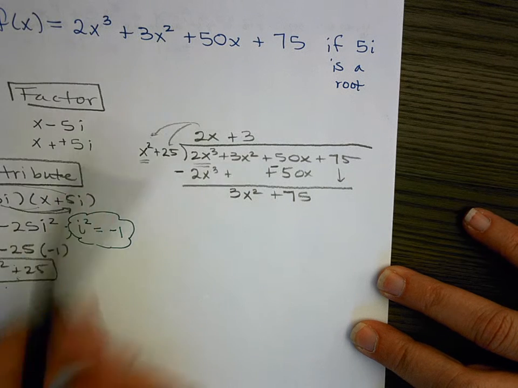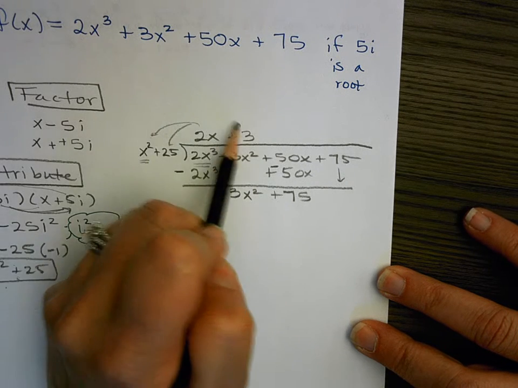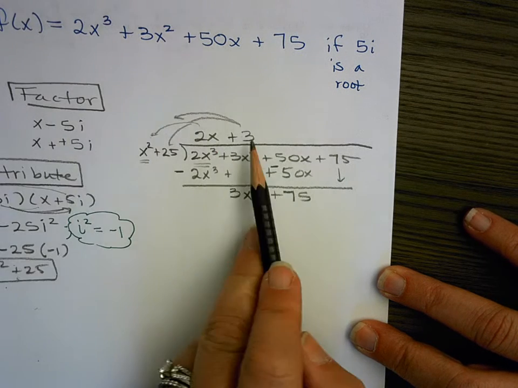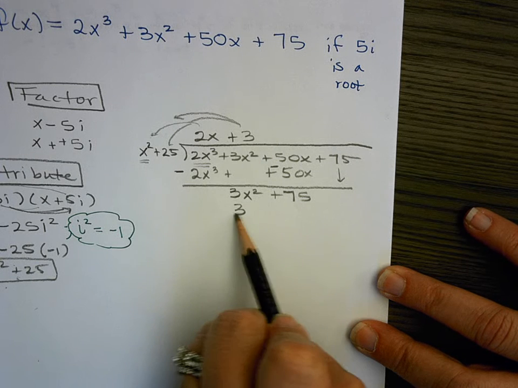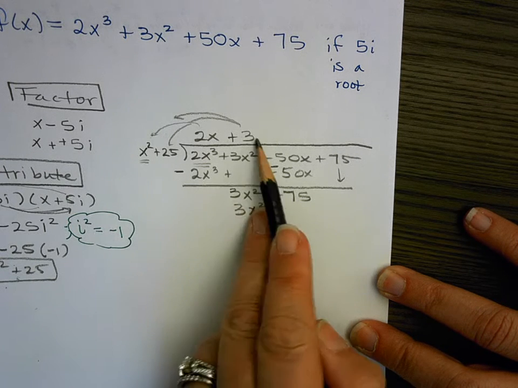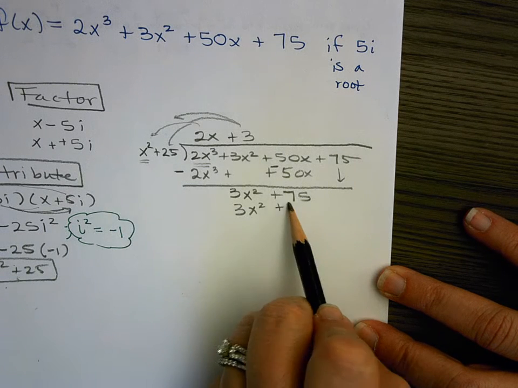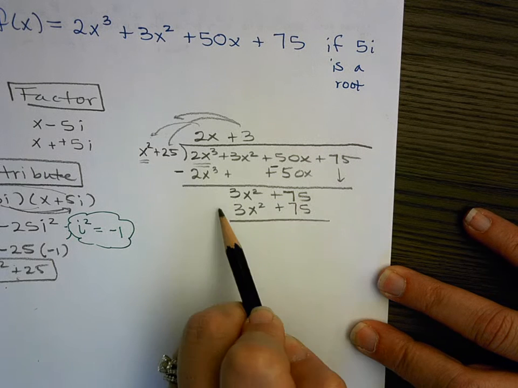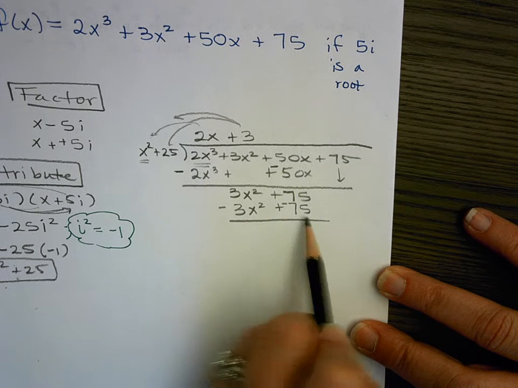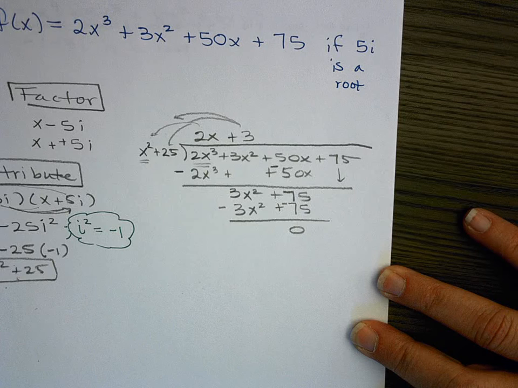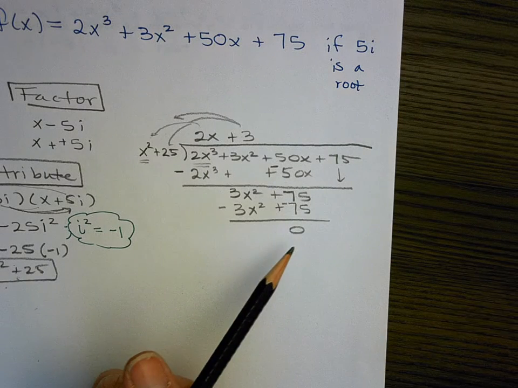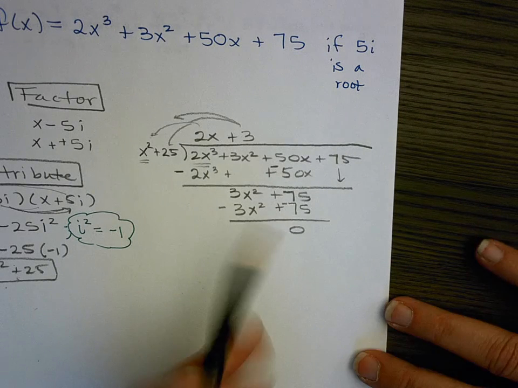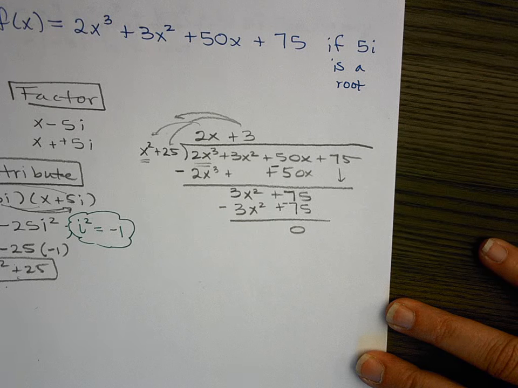And then once I get that, I want to distribute it to both terms of the divisor. So 3 multiplied by x squared, and then 3 multiplied to 25. And then when I subtract both terms, that gives me a remainder of 0. And again, if I got, say, a remainder of 5, I should go back and look to see where did I go wrong. Okay?